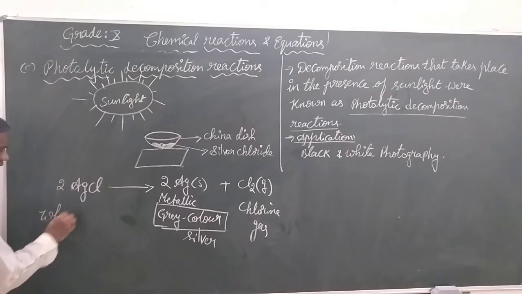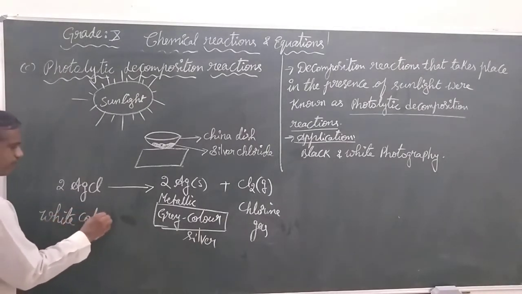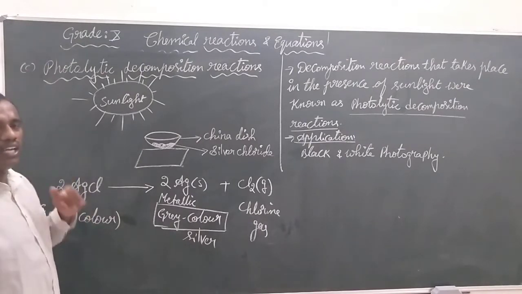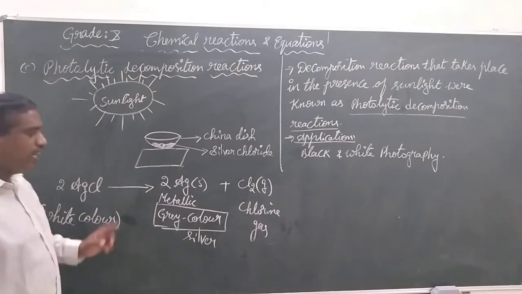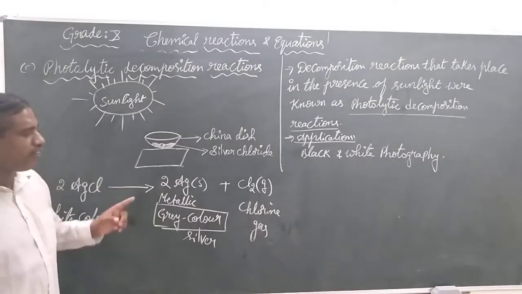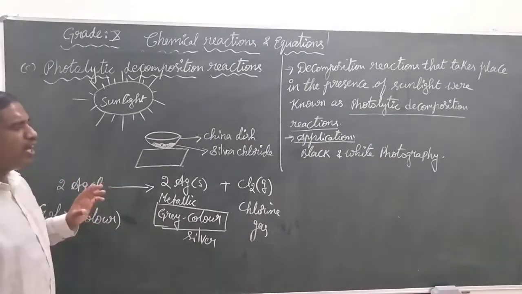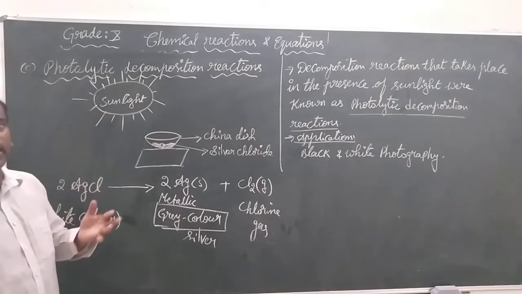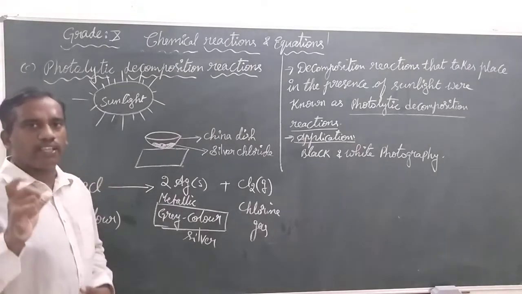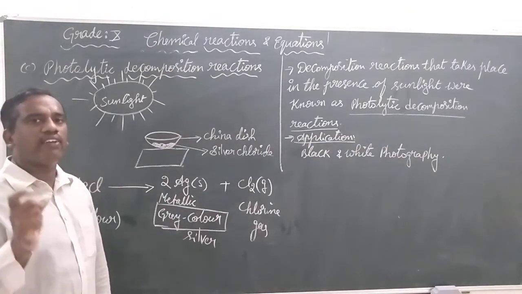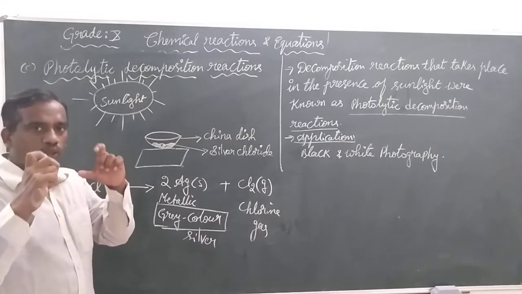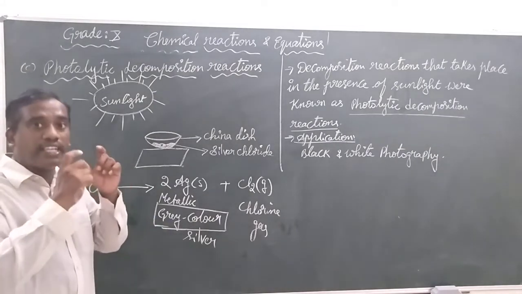Initially it is white in color. At the end, the white colored silver chloride changes to grey colored metallic silver and chlorine gas. So in this activity, what is the application? Nowadays everyone has a camera or a phone with them in which they take photos and can directly have a color print. But in the olden days, once they took a photo, the photo used to be loaded in a reel.